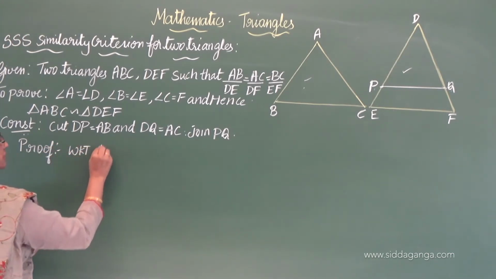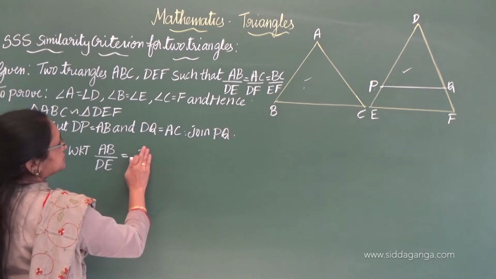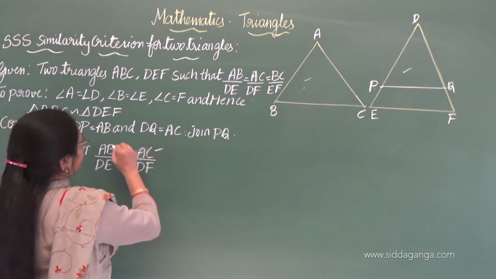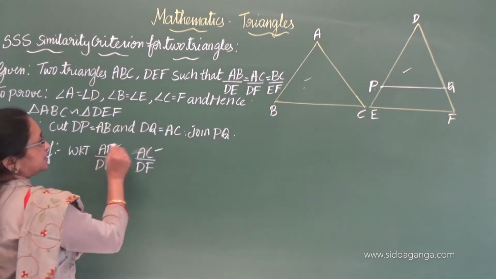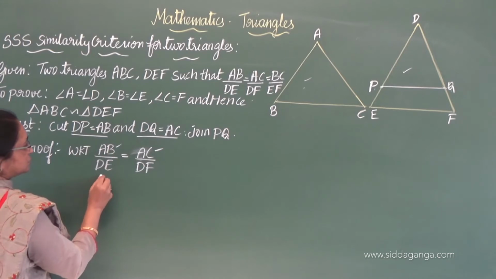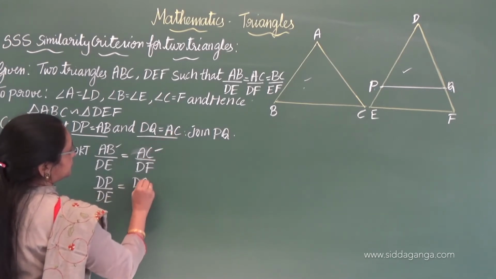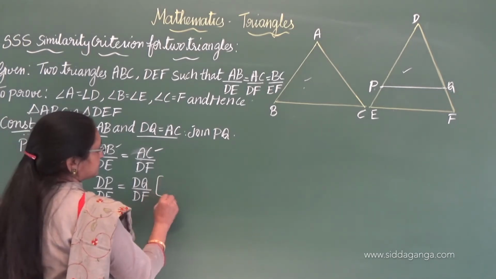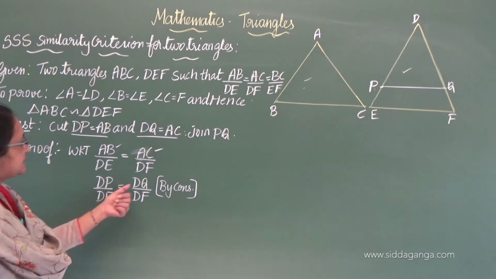We know that, given, AB by DE is equal to AC by DF, isn't it? But this AB and AC can be replaced by DP and DQ, because by construction we have taken DP equal to AB and DQ equal to AC. So, I am going to replace this. So, just see, DP by DE is equal to, instead of AC, I am going to take DQ by DF. Okay. I hope you understood the reason, by construction. Also you can write by construction. So, now DP by DE is equal to DQ by DF.